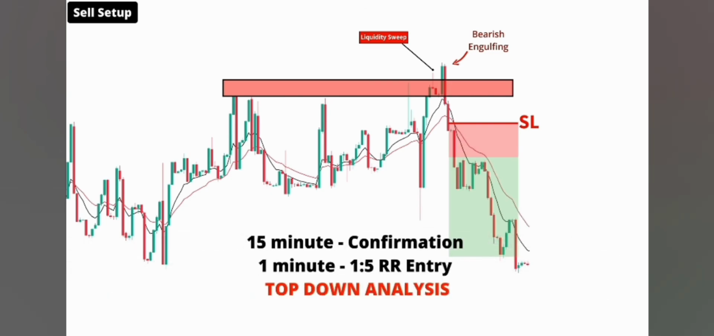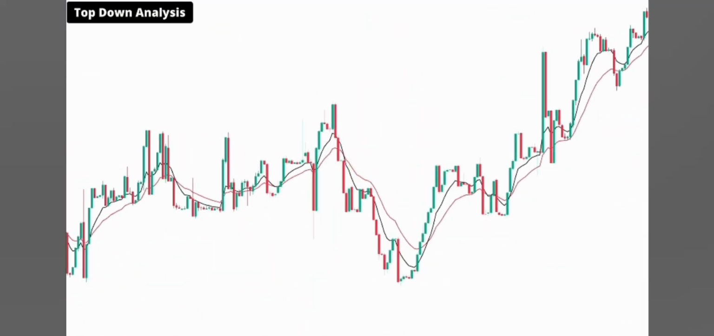The high probability top-down strategy. Now let's combine the higher time frame with the lower time frame using a top-down analysis approach. Start with the 15-minute chart. Check the position of the 9 EMA and 20 EMA. If the 9 EMA is above the 20 EMA and both moving averages are sloping upward, the higher time frame trend is bullish. Price action should also confirm the trend by forming higher highs and higher lows.